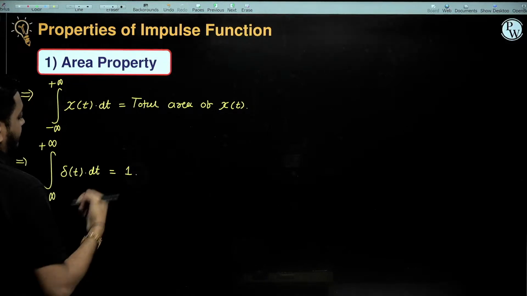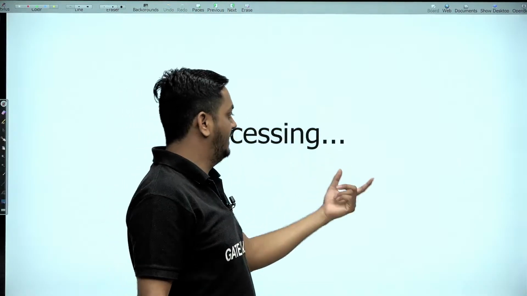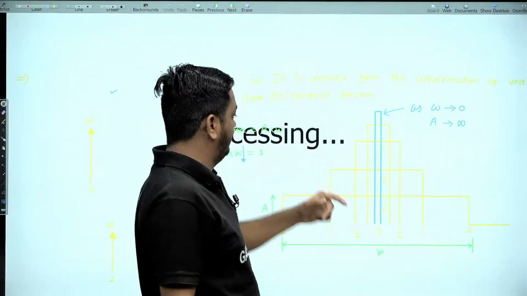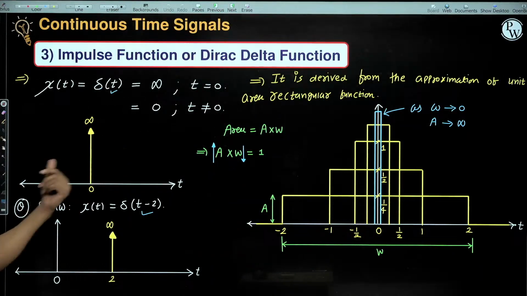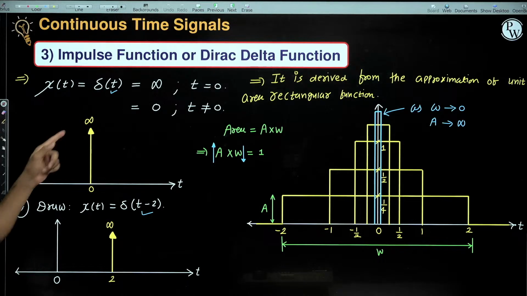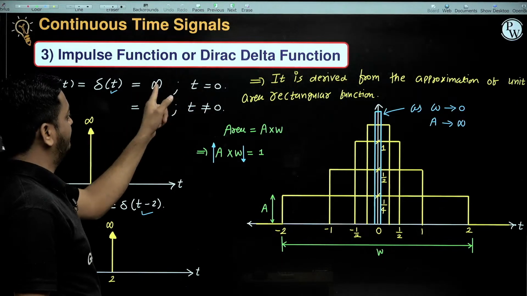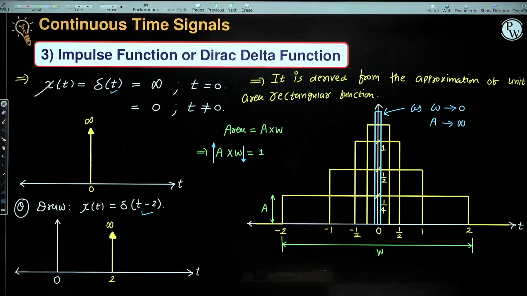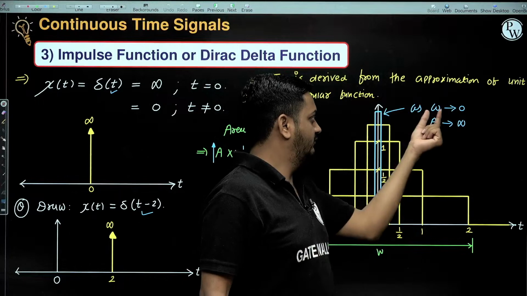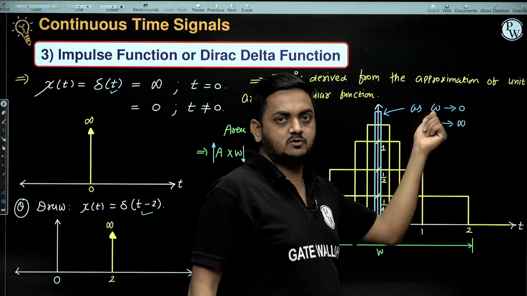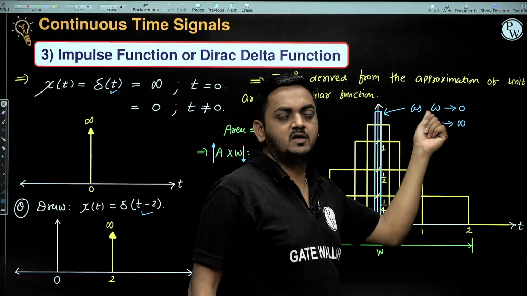It will be 1 because it is derived from the unit area rectangular function. So if you integrate this impulse function from minus infinite to plus infinite, because as width tends to 0, amplitude tends to infinite, the area will be unity, guys. You can see here, area will be unity as width tends to 0. Here omega is not the frequency, remember this, this is the width W, guys.